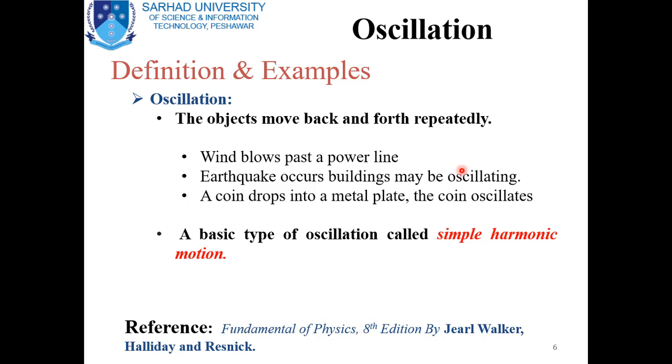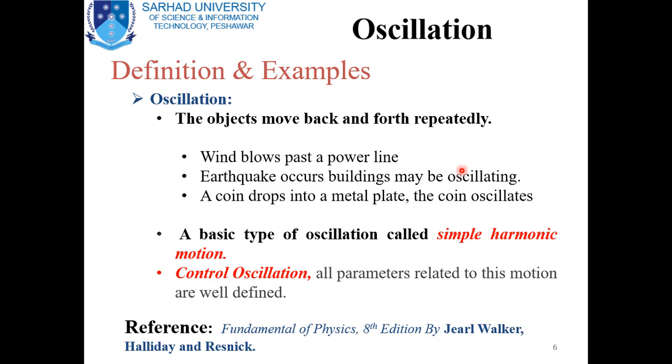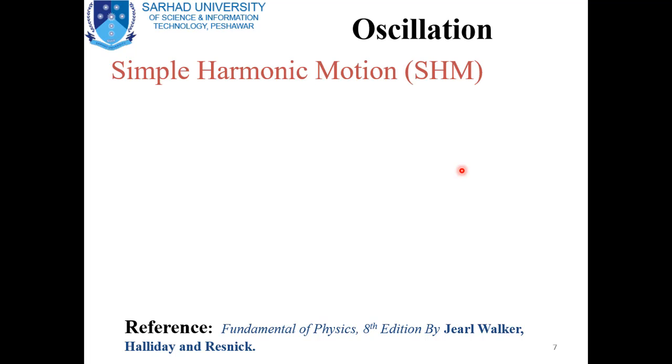These were examples of oscillation, but a special type of oscillation is simple harmonic motion, because all the parameters related to this motion are well defined, and we will define simple harmonic motion in the upcoming slide. So what is simple harmonic motion? In this slide we are going to define simple harmonic motion in two ways.